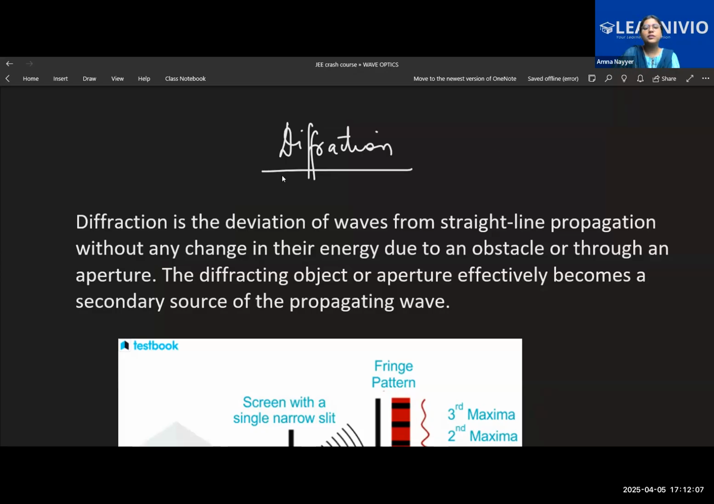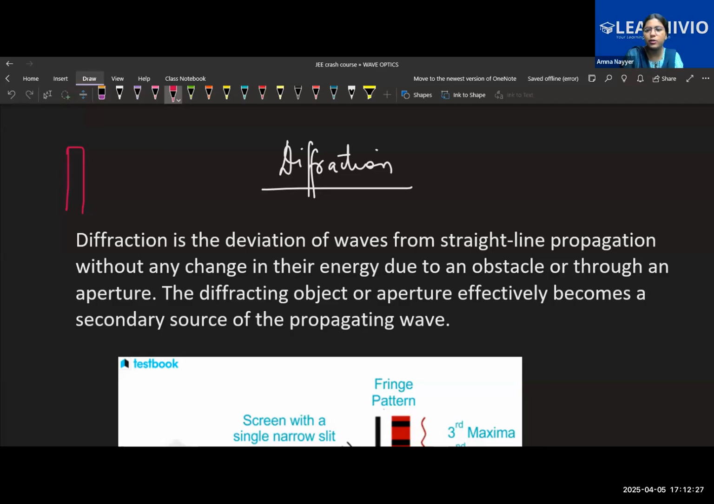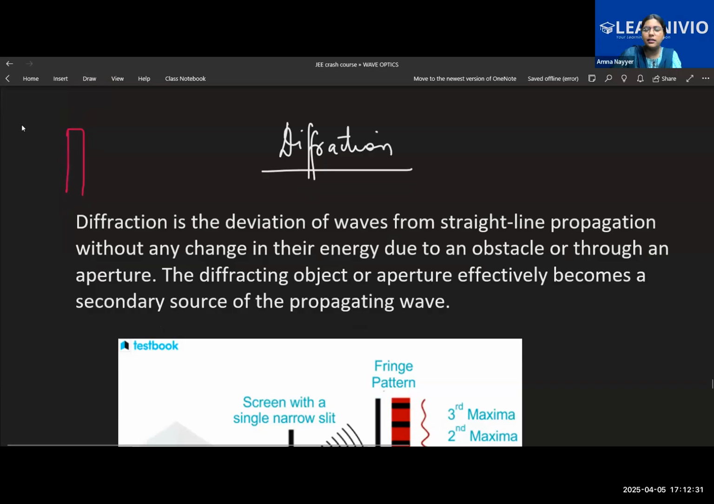So diffraction is the deviation of waves from straight line propagation without any change in their energy due to an obstacle or through an aperture. We have studied that light travels in a straight line with a speed of 3 into 10 to the power 8 meter per second. But one phenomenon is observed when obstacles are present. The light rays, instead of passing straight, bend a little.